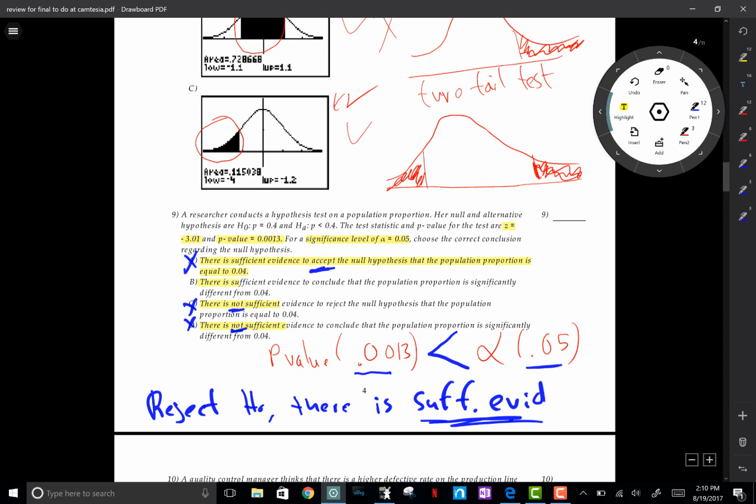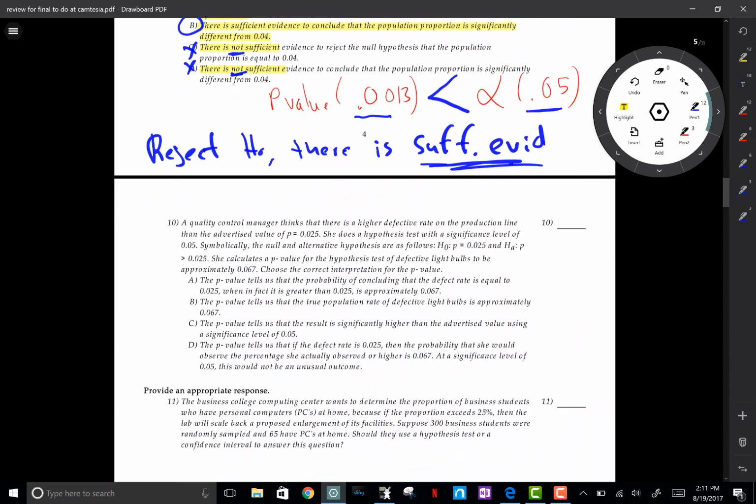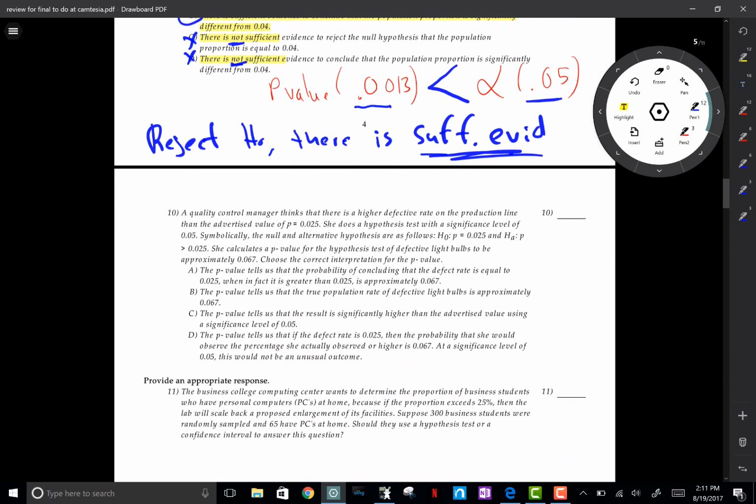B says there is sufficient evidence to conclude that the population proportion is significantly different from 0.04. This is stating that we're not going based on ideas, we're going based on our evidence. Our evidence shows that the alternative hypothesis should be right, that P is less than 0.04. For those reasons, B will be our final answer. All right, so let's do number 10. Number 10 is exactly the same thing.